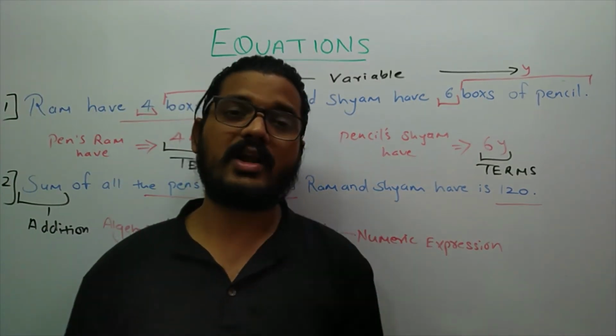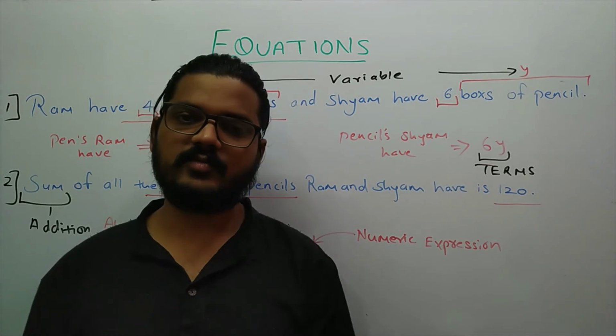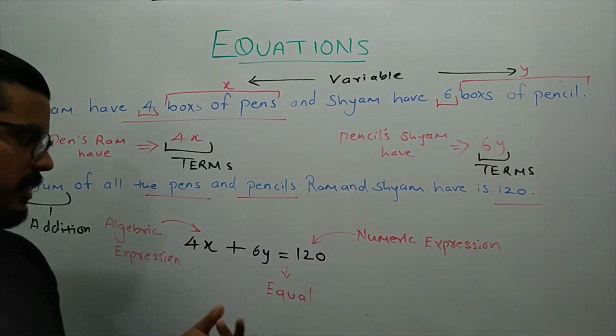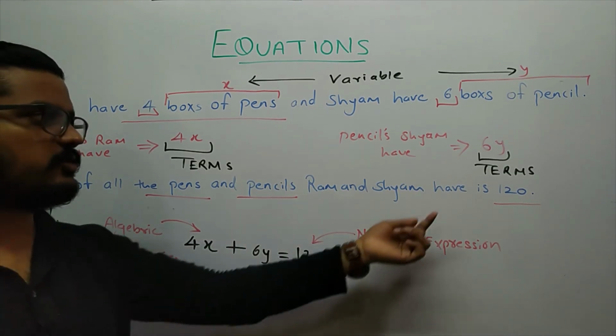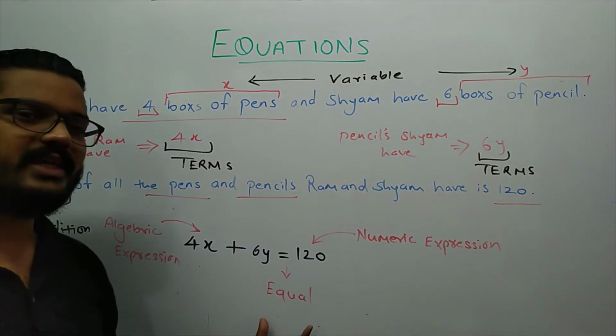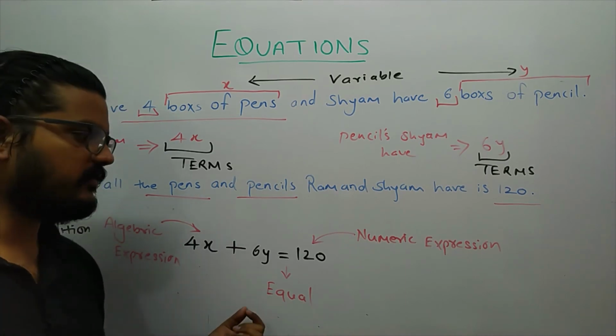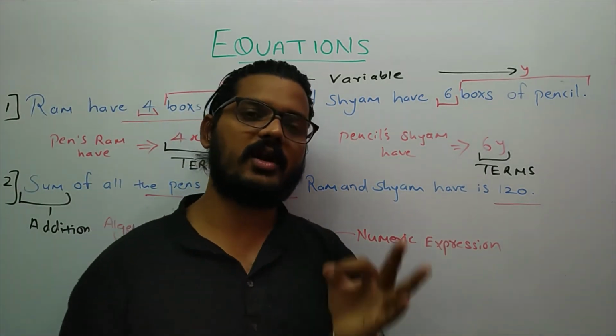So do remember what things are required to prove something is an equation. Rule number one, it should have two expressions. Now these two expressions have to be made up of terms and they have to be equated to each other. Whenever they are equated to each other, it is called an equation.